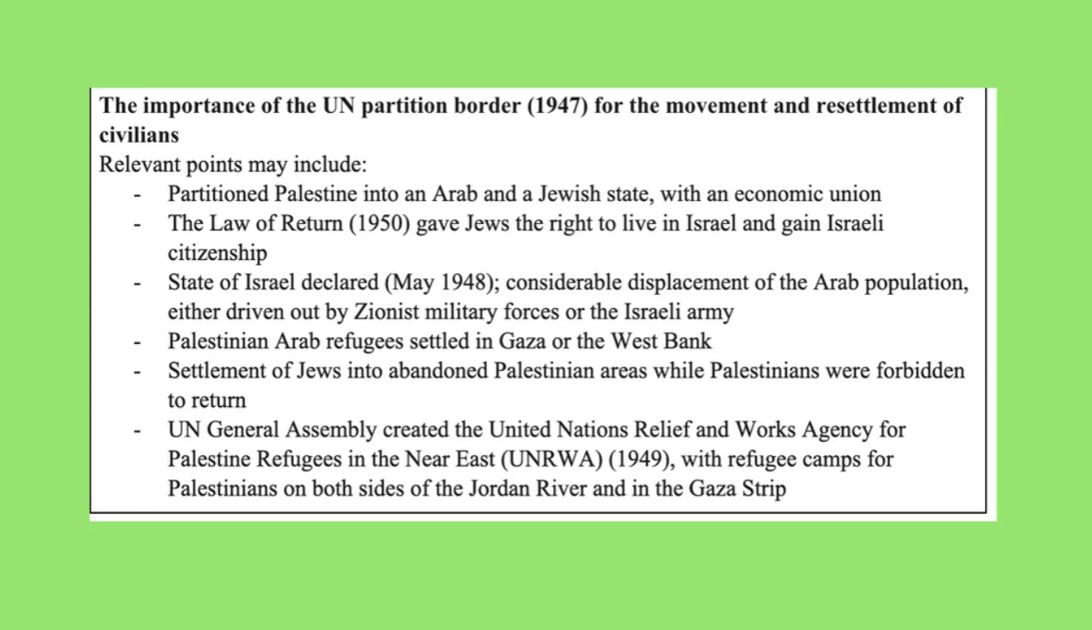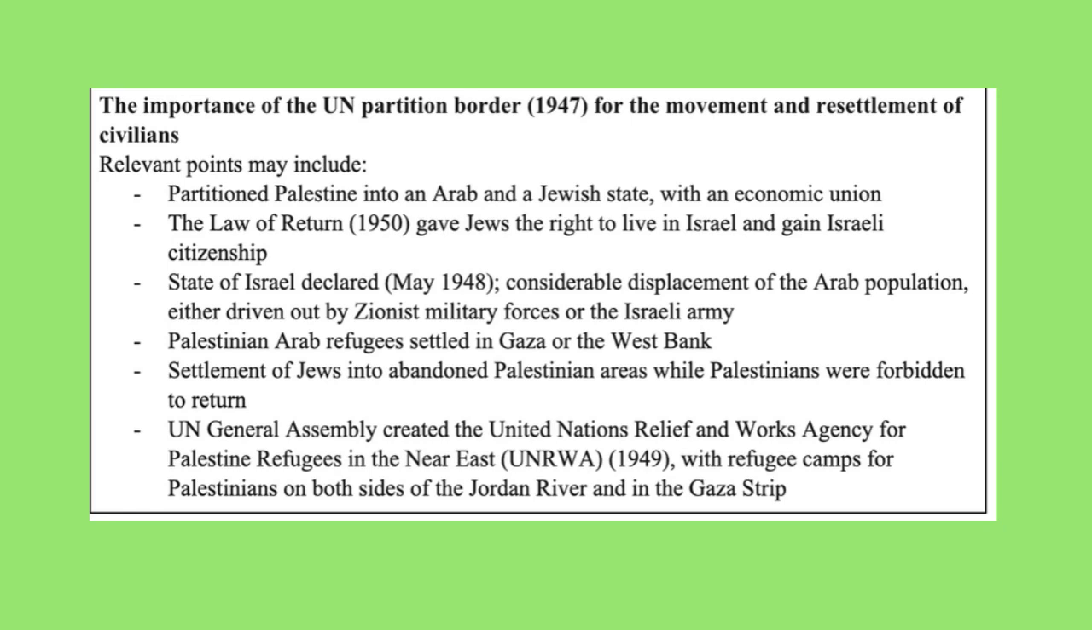The same applies for this question. So, for example, you could speak about the displacement of the population as a result of the border and how that led to the UN's creation of the United Nations Relief and Works Agency for Palestine Refugees in the Near East in 1949, with refugee camps for Palestinians on both sides of the Jordan River and in the Gaza Strip. So again, lots of our own knowledge there.